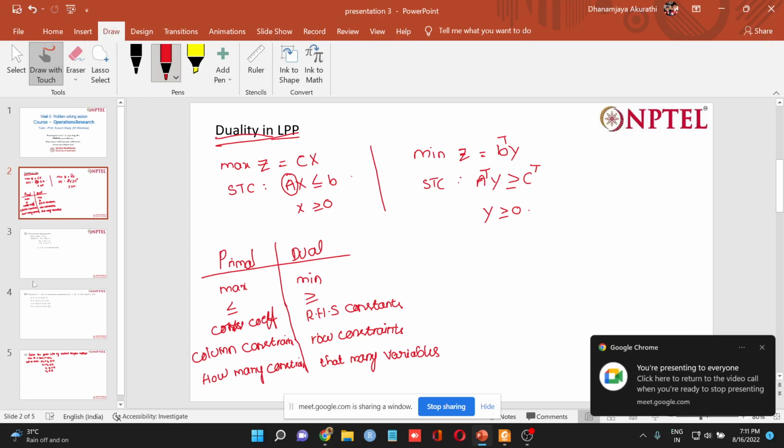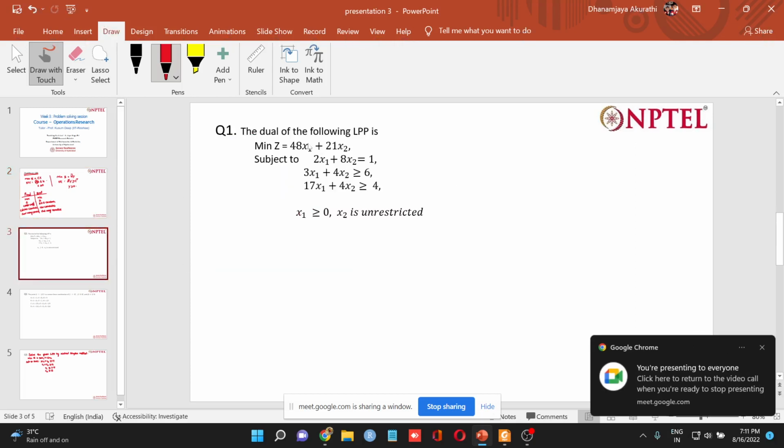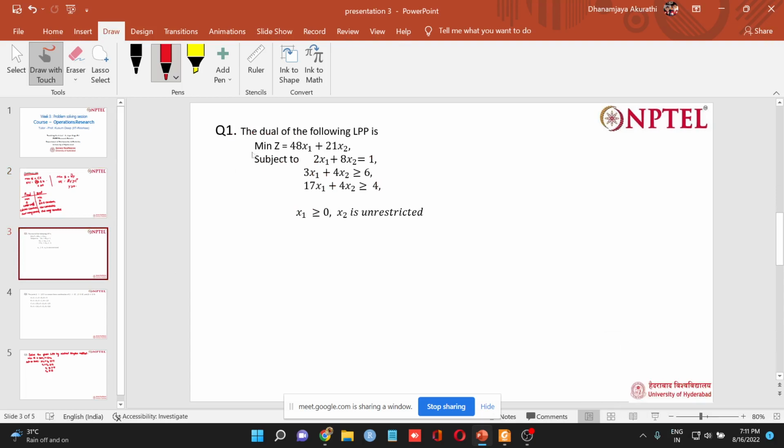Okay, let us see a problem, how to convert the primal problem into a dual. Here is a question that asks for the dual of the given LPP, that means asking to find the dual to the given problem. So in this type of question, the easier way is that first we convert the given problem into the standard LPP. In the given problem, the objective function is minimum of z equals 48x1 plus 21x2, and subject to the constraints are 2x1 plus 8x2 is equal to 1.